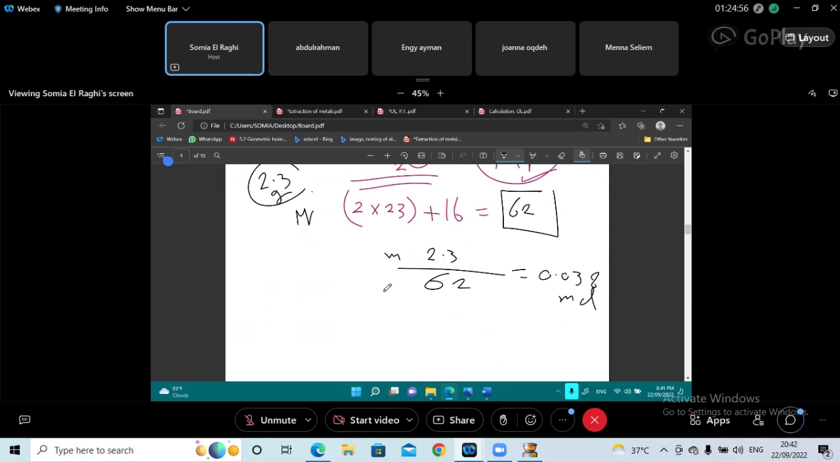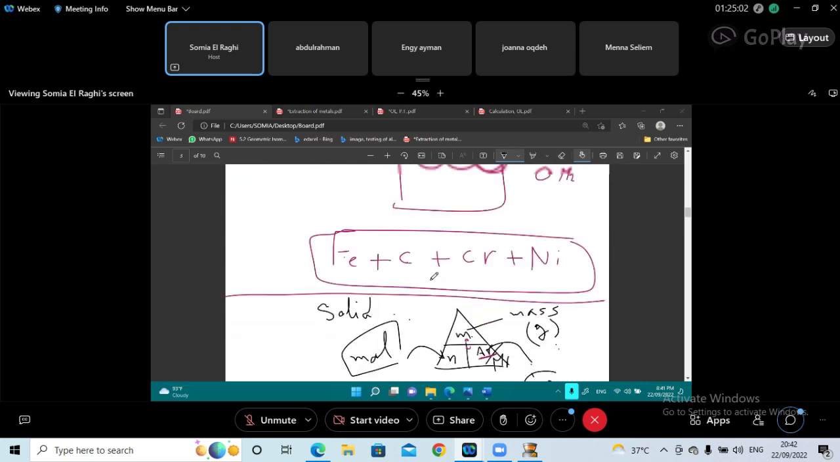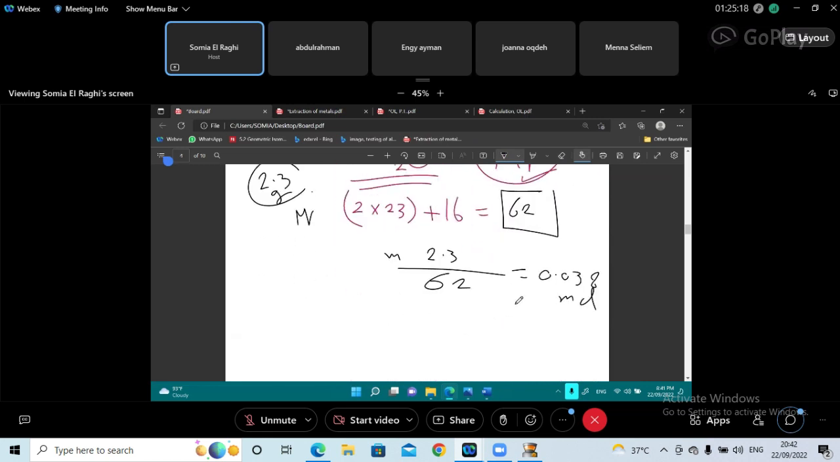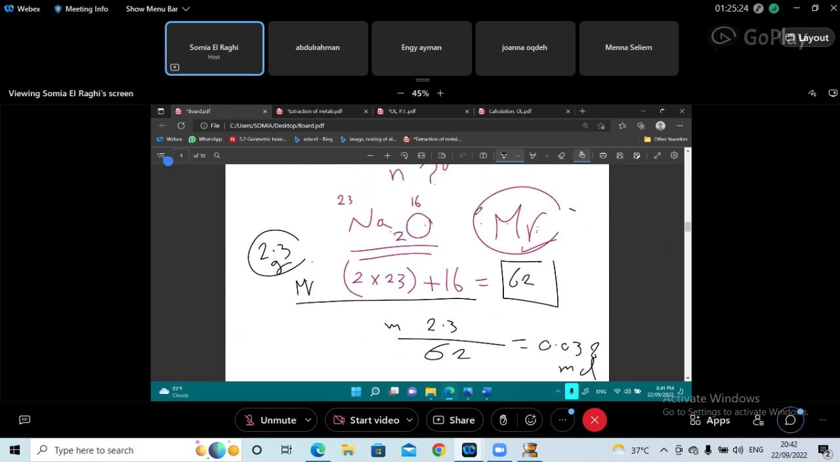So the first rule for calculating the number of moles for a solid is either mass over an AR if we have one atom only, or if we have 2 or more atoms, different or not, we divide over MR. MR means we calculate the total mass of every element in the formula. I have 2 sodium atoms, so 2 times 23, the atomic mass of sodium. Oxygen is 1, so 16.